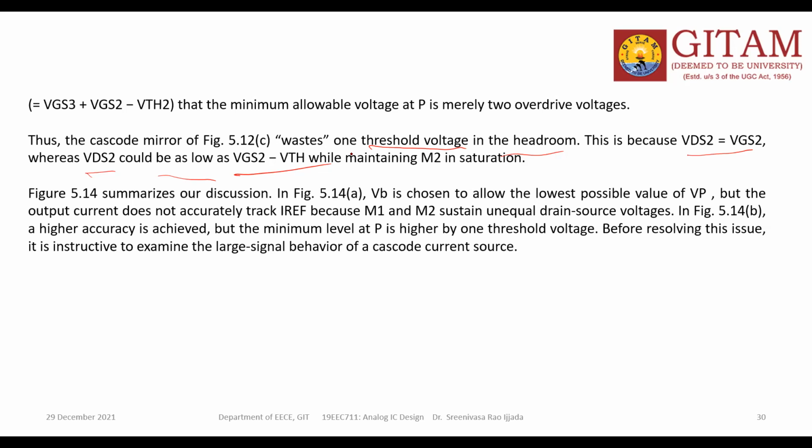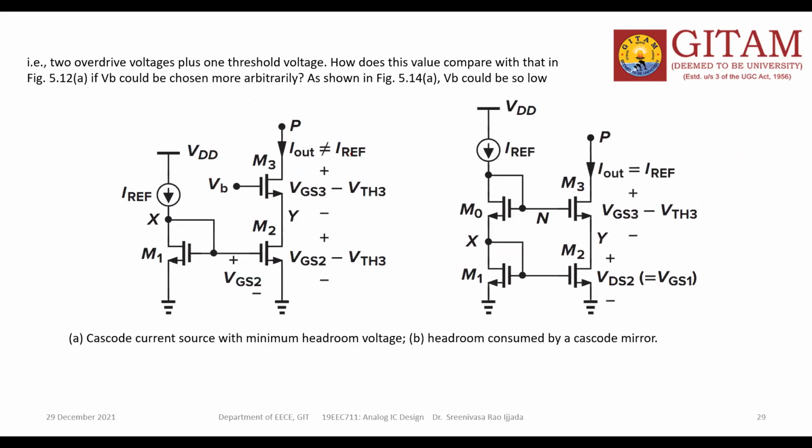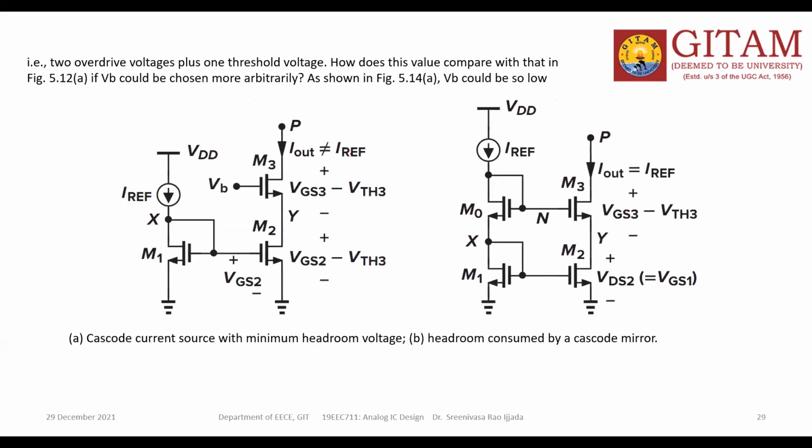Yes, VB is chosen to allow the lowest possible value of VP. VB is chosen to allow the lowest possible value of VP, but the output current does not accurately track I reference because M1 and M2 sustain unequal drain source voltages. So that I am showing here, in this circuit.